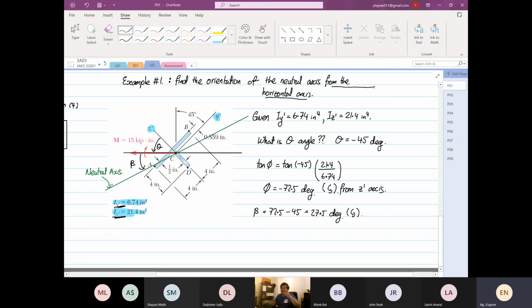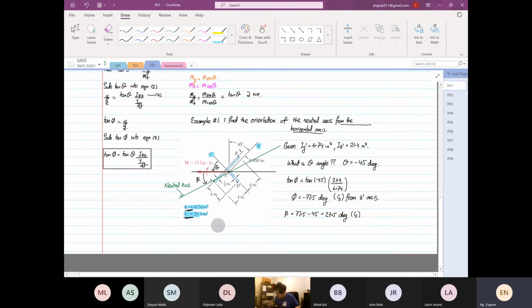The y and z axis rotate with the structure. So that's the key thing to remember over there. Any questions so far? Are we okay? We are fine. I don't hear anything. So this is one.